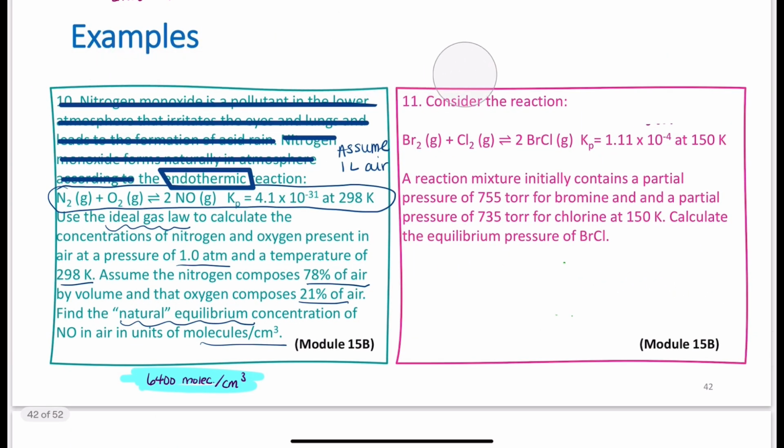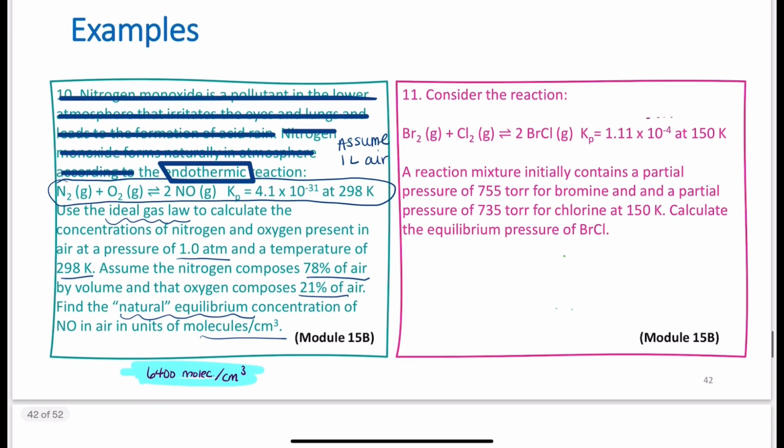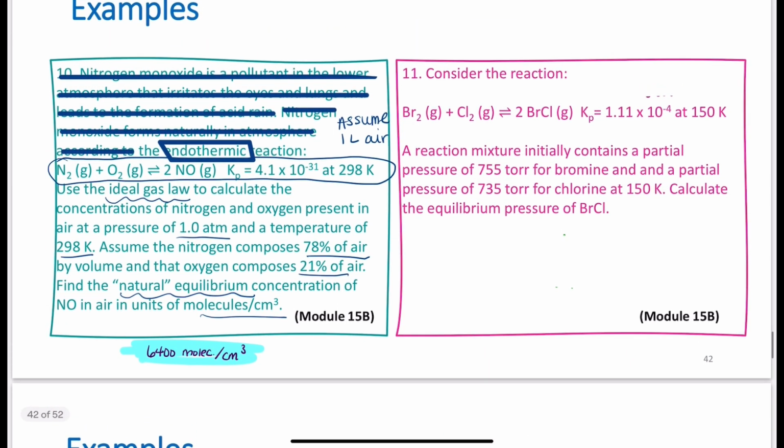Let's look at the next one. I'm going to erase this stuff up here just in case I need space on this board. Okay. Consider the reaction Br2 gas plus Cl2 gas going to 2 moles of BrCl. The Kp here is 1.1 times 10 negative 14, 150 degrees C. A reaction mixture initially contained a partial pressure of 755 torr for bromine and a partial pressure of 735 torr for chlorine at 150 Kelvin. Calculate the equilibrium pressures of Br and Cl.